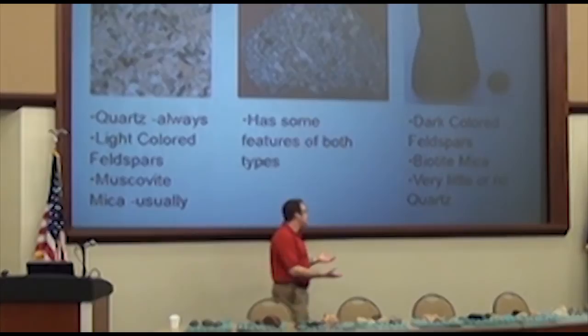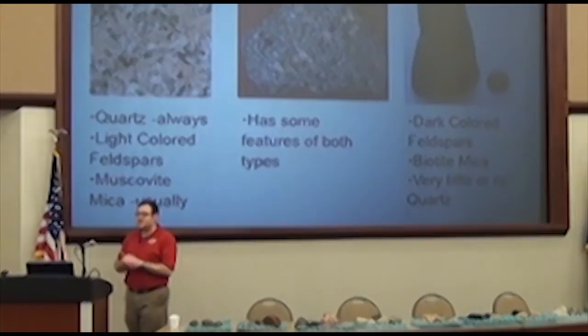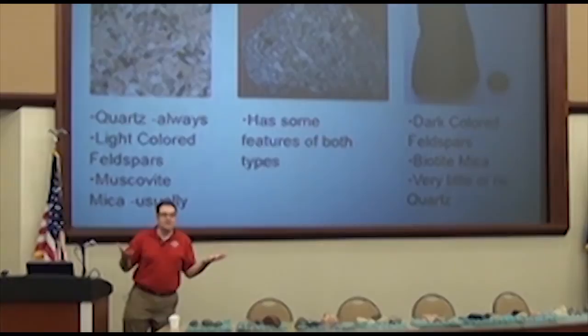Now then there's in-between ones. We call them intermediates, or andesitic is another word. Andesite is another rock. So these intermediates, they're kind of half and half. A lot of times they're salt and pepper is a word that I use to try and remember it. They have features of both.